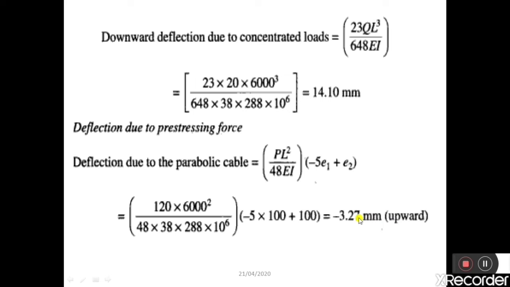So always remember that the deflection due to pre-stressing force is always in upward direction, because after anchoring the cables, the cable or a tendon will try to regain its original shape and size. So during this process, what will happen? The member will undergo a hogging shape, or it will undergo a concave shape. Hence, the top fibers will be under tension and bottom fibers will be under compression.